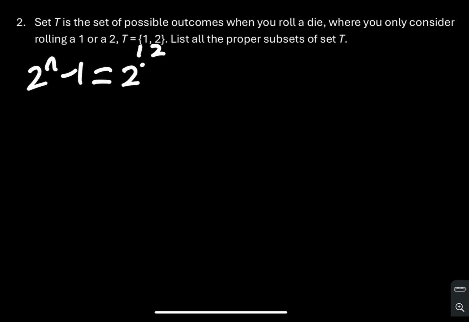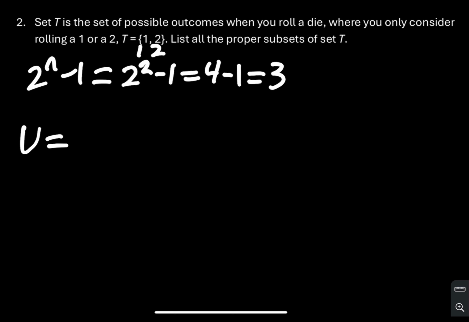So it's going to be 2 to the second power minus 1. 2 to the second power is 2 times 2, which gives you 4, and then minus 1. So we're going to get 3 different proper subsets of set T. I'm going to label these subsets as set U.